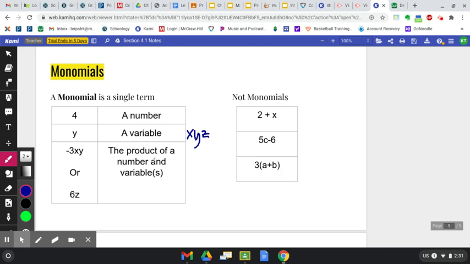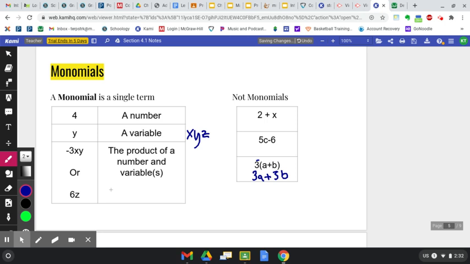The product or the combination of a number and variable or variables, right? Negative 3xy or 6z or 7abc. Those are all monomials, meaning it can't have a plus or a minus separating the terms, such as 2 plus x. That is not a monomial. That has two terms. 5c minus 6 has two terms. Notice in the monomial, the negative out front is fine. It's not separating the terms. Here, if I were to distribute that out, I would have 3a plus 3b. That is not a monomial.